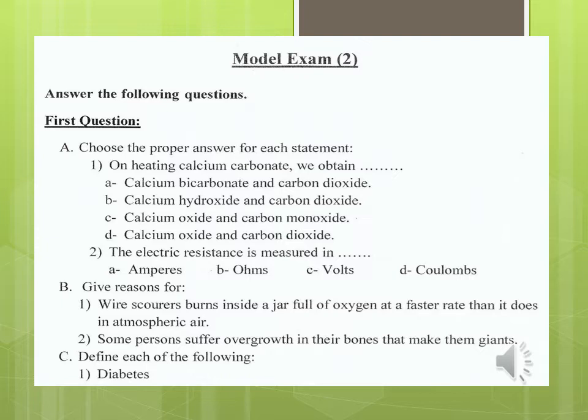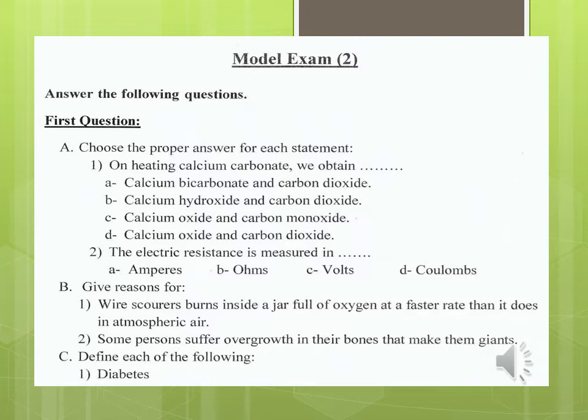Give reason. Number 1, a burning wire inside a jar full of oxygen burns at a rate faster than in atmospheric air, because the concentration of oxygen in the jar is higher than that in atmospheric air, so the speed of chemical reaction increases. Number 2, some persons suffer overgrowth in the bones that makes their joints enlarged, due to the excess secretion of growth hormone by the pituitary gland.